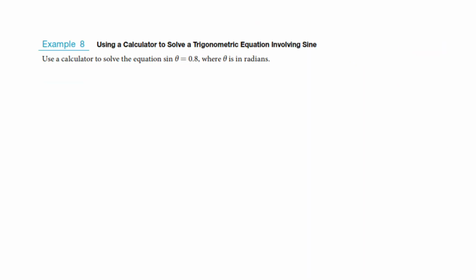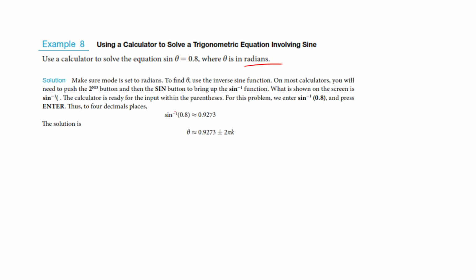All right, now here's the calculator thing. This is pretty straightforward. There's only one little twist here. I would just use inverse sine here. If I want to solve this, I've got sine of theta equals 0.8. Just make sure your calculator's in radians. So inverse sine is going to get me 0.9273, and we know that we could spin around and around the circle.